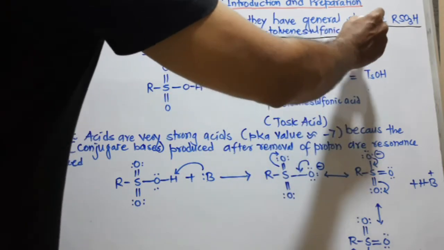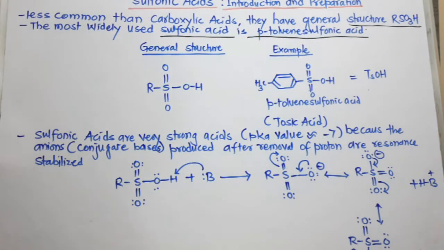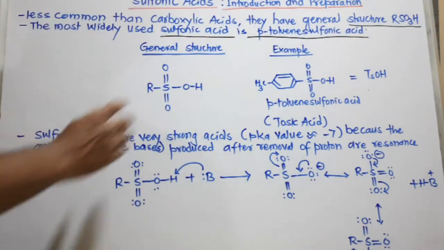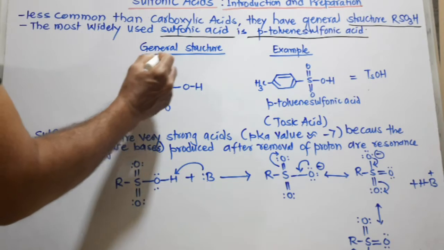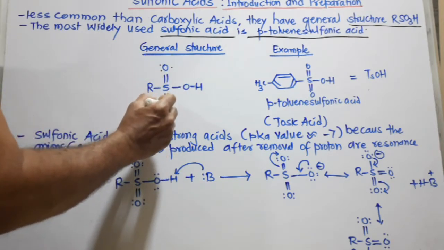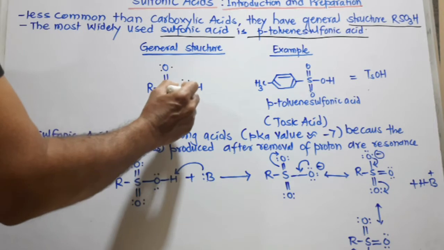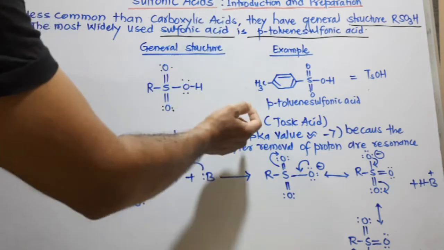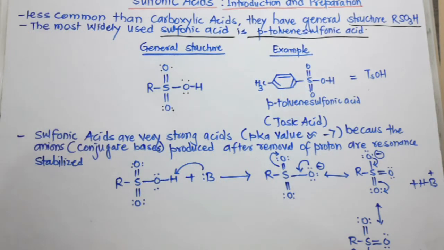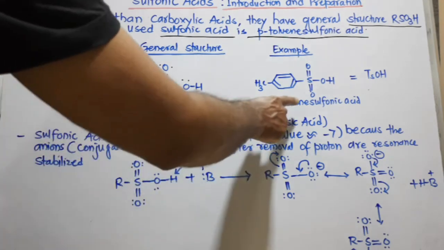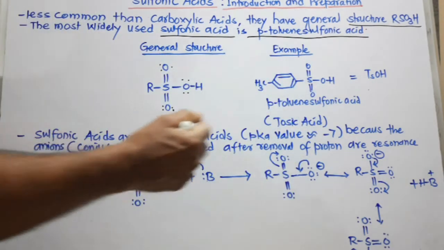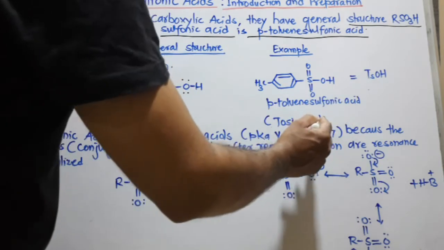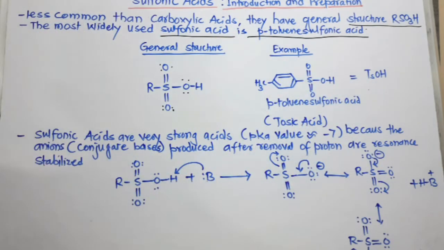Very popular, particularly in drugs. So very popular, para-toluene sulfonic acid. Its general formula is RSO3H. When we expand that general formula, we can write it like this, RSO3H. On each oxygen there are two lone pairs of electrons. As I mentioned earlier, the most widely used sulfonic acid is para-toluene sulfonic acid, which is abbreviated as TsOH, and is also called tosic acid. So remember this name, tosic acid.